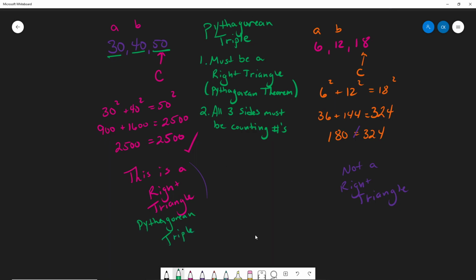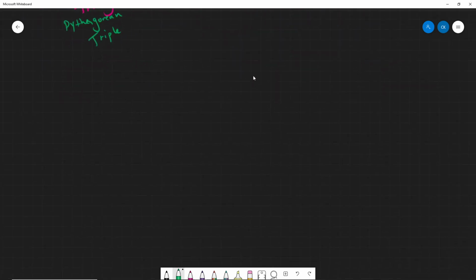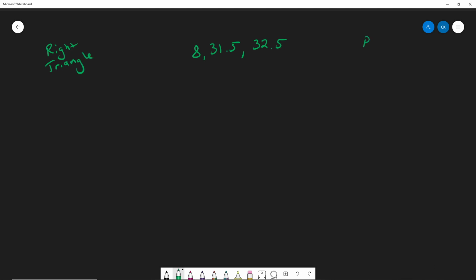Okay? An example of something that may not be a Pythagorean triple would be something like if I had the problem, give me a second to pull one up here. If I had the problem where I wanted to determine if the sides 8, 31.5, and 32.5 were a right triangle, and are they a Pythagorean triple?